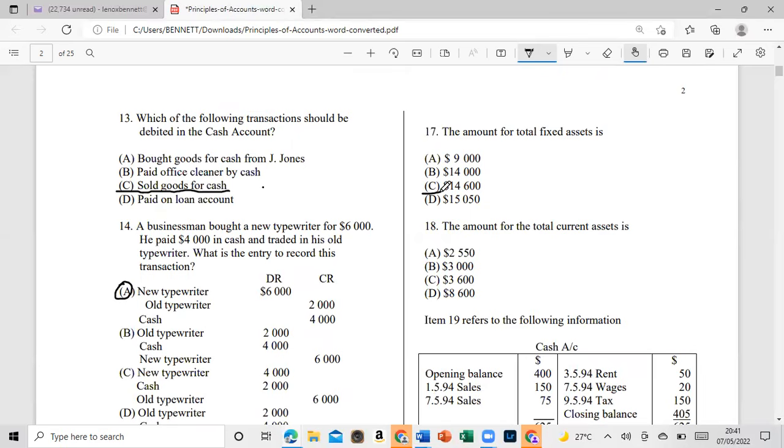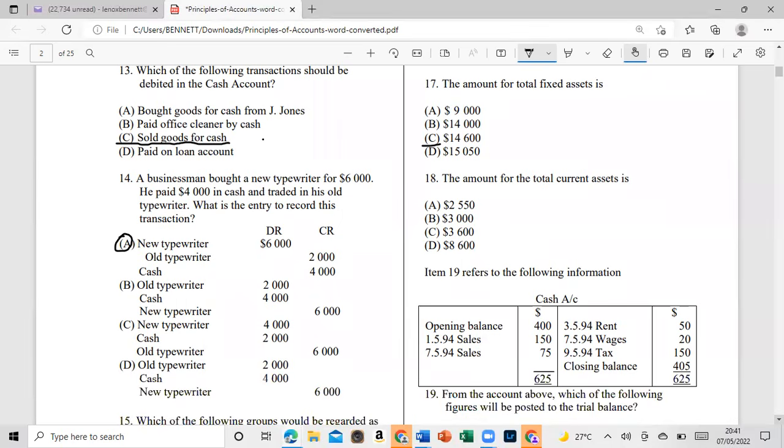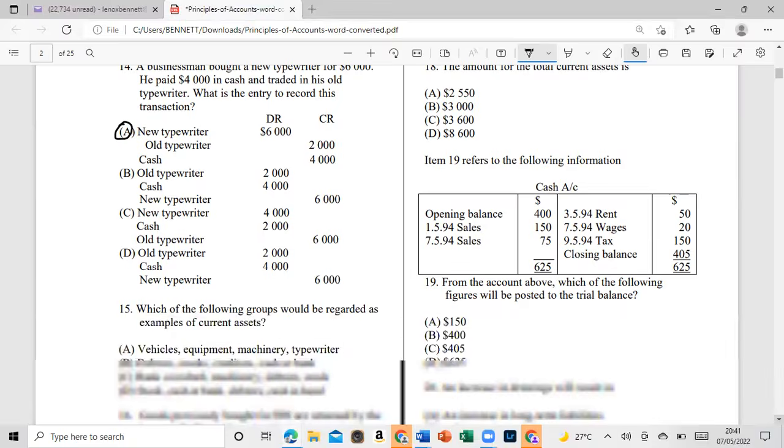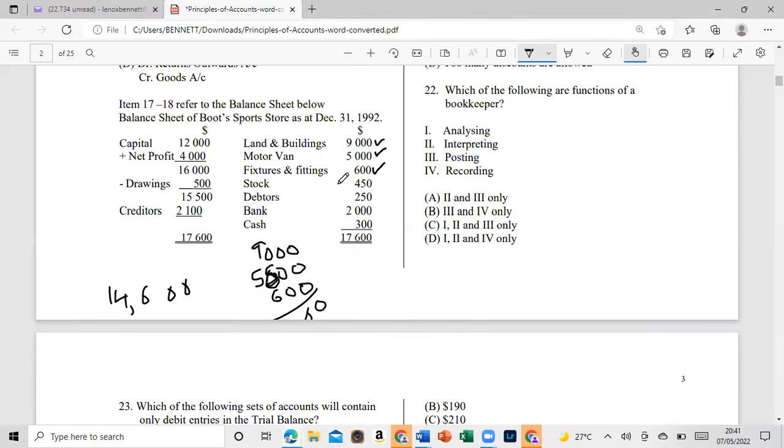All right, so let's move on to number 18. The amount for the total current assets is, so we have to go back to the diagram, but this time we're going to add the total current assets. As I was saying earlier, these are the totals. I'm going to add these. I could even subtract, but I don't want to make a mistake. I could take away from the 17.6, but we still haven't done that. I'm going to add them.